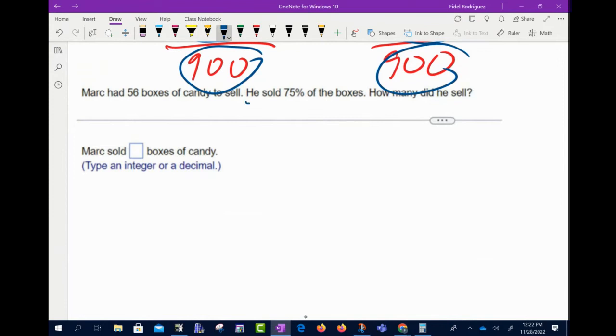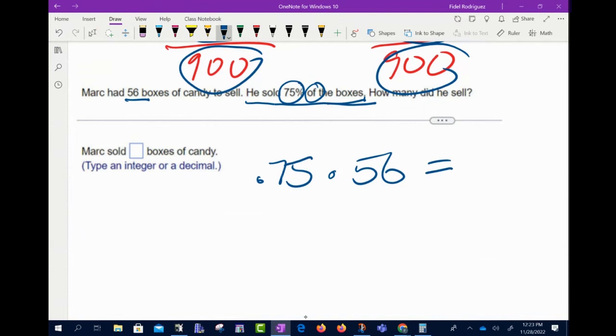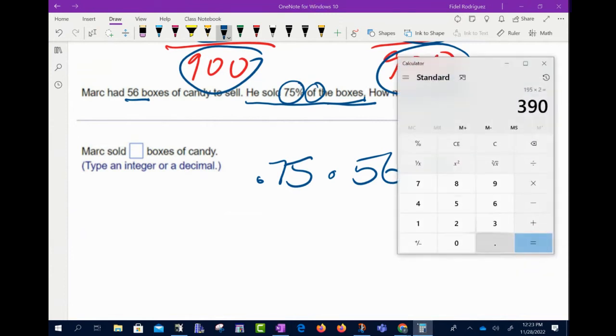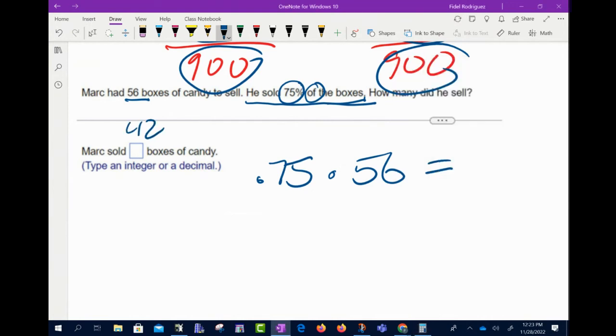Okay, so y'all, when I'm reading this problem, I look at this sentence right here. The first thing I see is 75%. So as a decimal, that's 0.75. The next thing I see is the word of. Of means to multiply. The number of boxes, well, how many boxes did he have? He had 56 of them. So I'm just going to take my calculator, y'all. 0.75 times 56, and that's going to give me 42. So I know Mark sold 42 boxes of candy, all right?